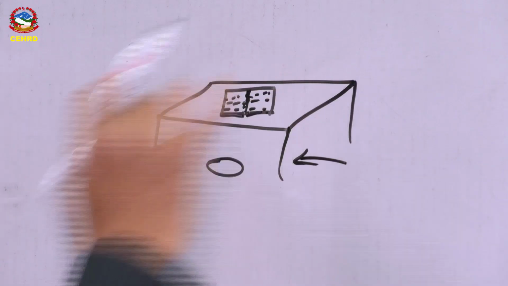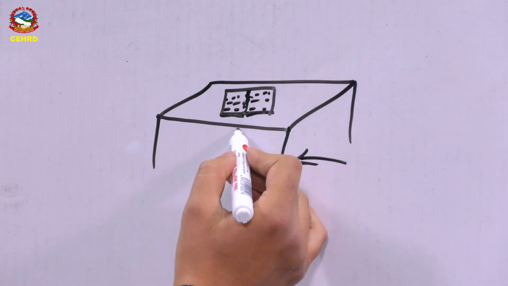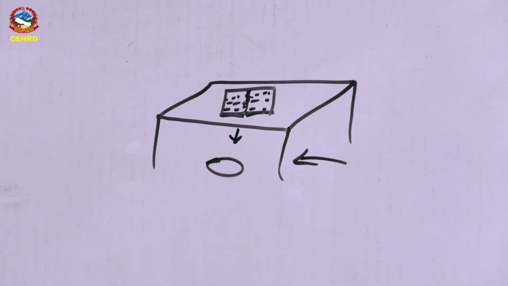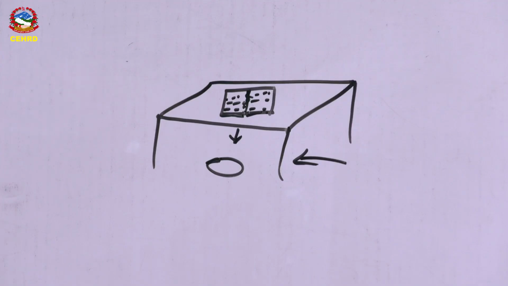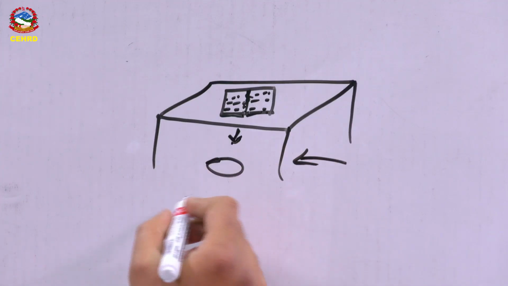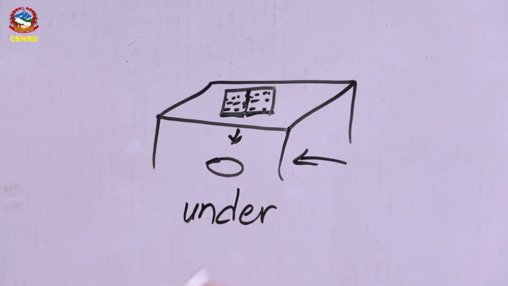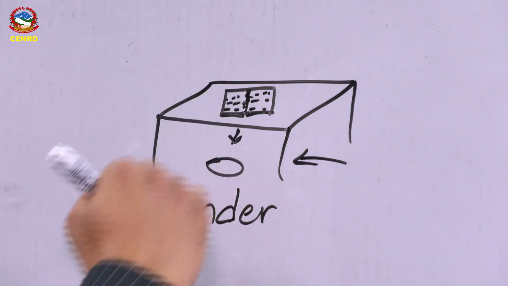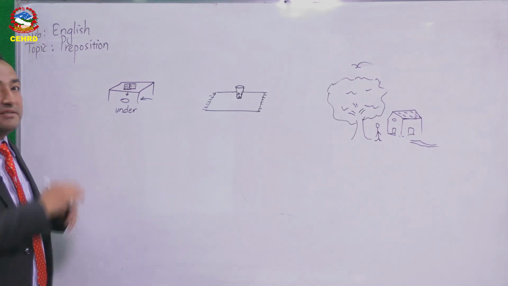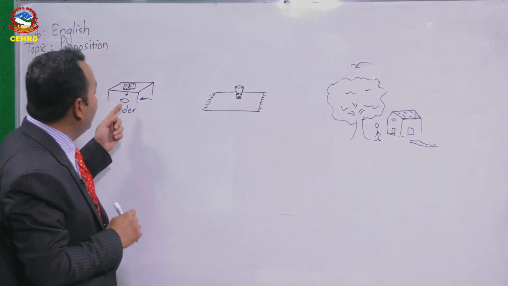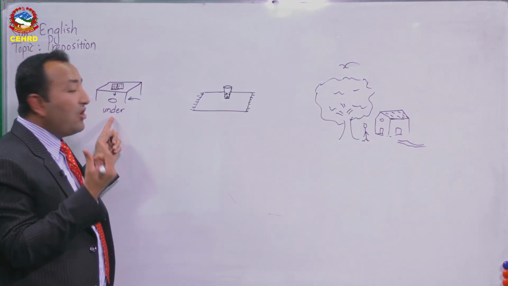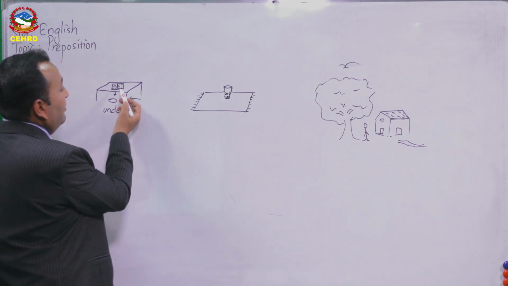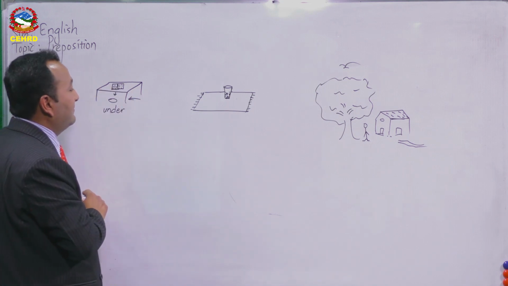It is on. Now this time, this is an egg. Where is the egg? It is under. This time we use under. Why? It is the position, vertically down. It's vertically down. So we use under. The egg is under the table. The book is on the table.